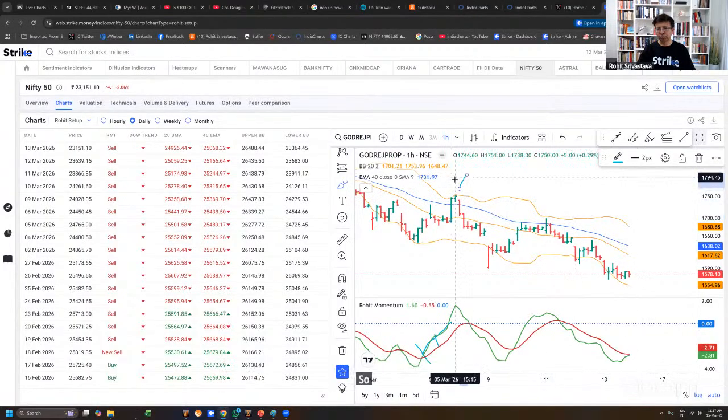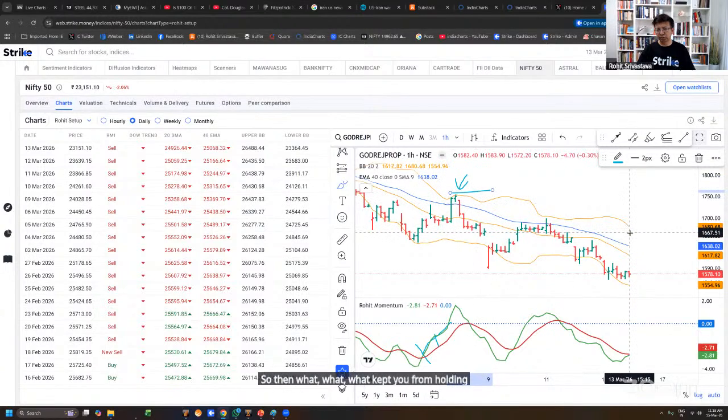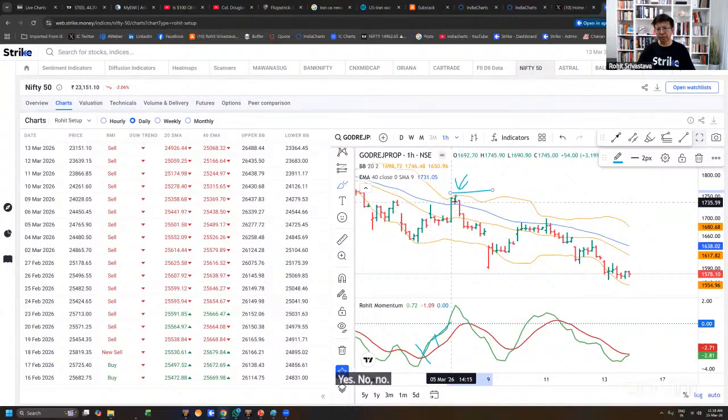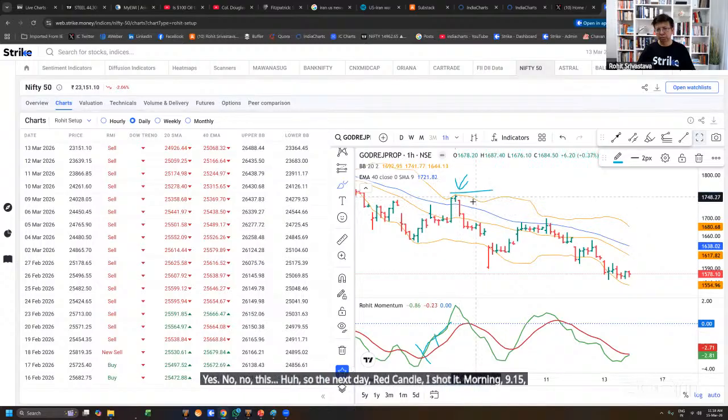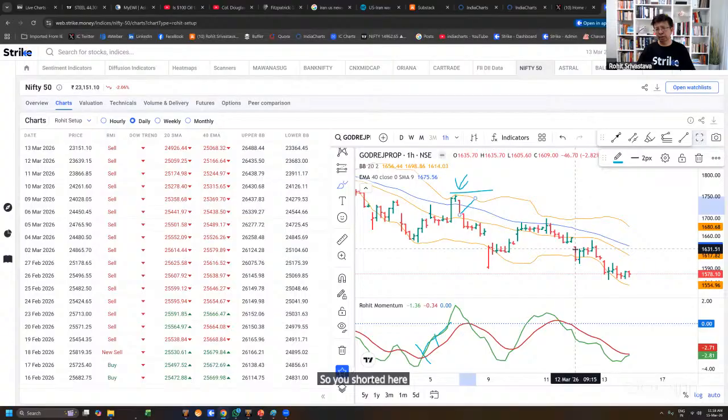And now that's where I closed. I shorted in the morning, the red candle. What kept you from holding over here? This is not the morning. Morning is over here. This is 9:15. This is 3 o'clock. So the next day red candle I shorted, morning 9:15, this one. So you shorted here. So what is the problem? I didn't understand this bounce which came later on to the Bollinger.